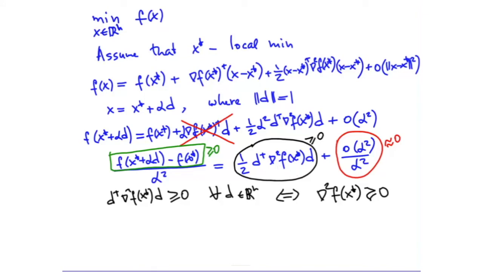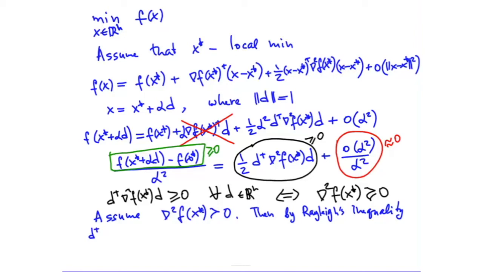If we assume that the Hessian matrix is in fact positive definite, not just semi-definite, so we want something stronger than positive semi-definiteness, then the smallest eigenvalue is obviously greater than 0, right? Then by the Rayleigh inequality, we will have d transpose times the Hessian of f at x star times d greater than or equal to lambda minimum multiplied by the norm of d squared, right? The norm of d is 1, so this is just lambda min.